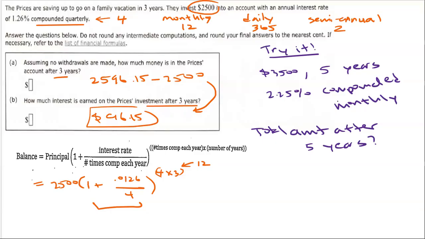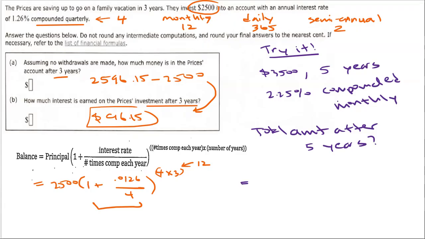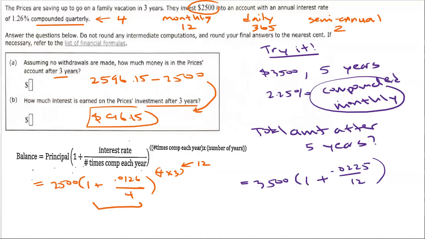Okay, so let's go through this. So again, we're going to be using the same formula here. So we're going to have the $3,500 now. And then we're going to have one plus the interest rate is 2.25%. So that's going to be 0.0225 divided by 12. And because it says compounded monthly, right? So we divide by 12. So that's going to be raised to 12 times 5, okay, which is going to give me 60 here.